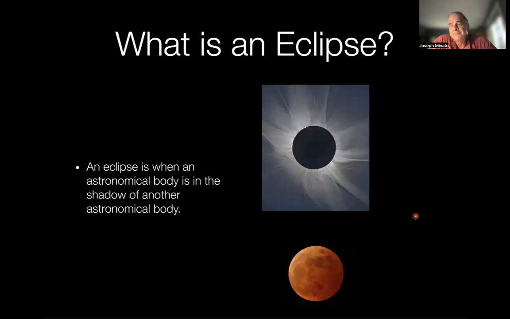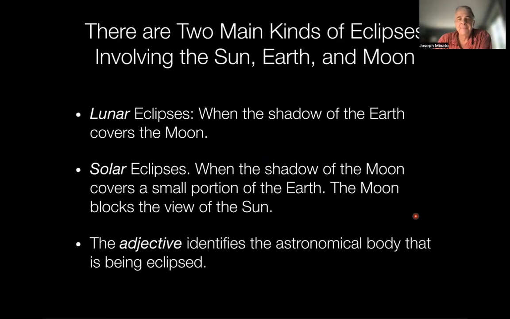All right, so an eclipse is when an astronomical body is in the shadow of another astronomical body. And that's anywhere in our solar system, in the Milky Way galaxy, or anywhere else in the universe. However, when we talk about eclipses here on Earth, we Earthlings usually mean the 2 main kinds of eclipses involving the sun, the Earth, and the moon, lunar and solar eclipses.